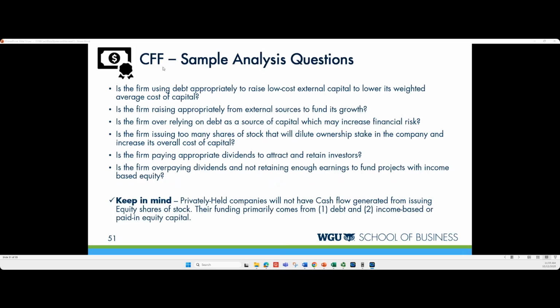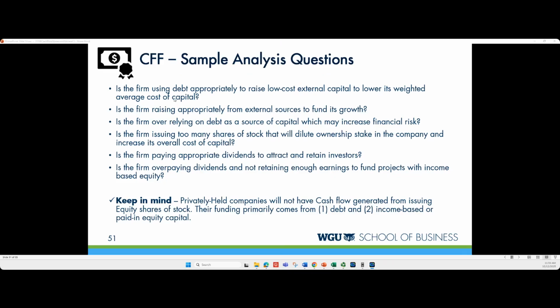And the same thing here applies to our cash flow from financing. So a big thing to consider, especially when we have publicly traded companies, is that it's okay to use debt because debt is a cheaper cost of capital than equity. We just want to make sure that we're not overusing debt so we're not placing the firm at risk of bankruptcy. Okay? And is the firm using externally raised funds appropriately?